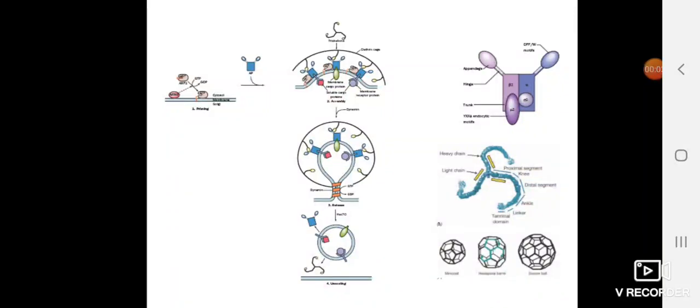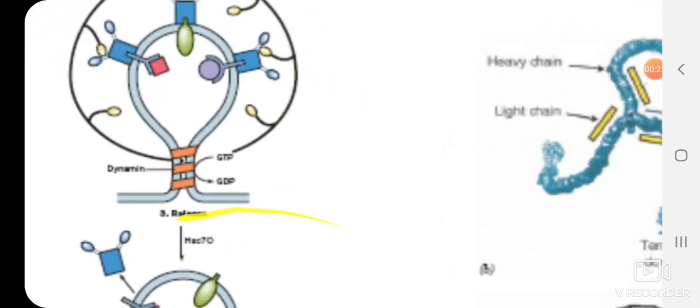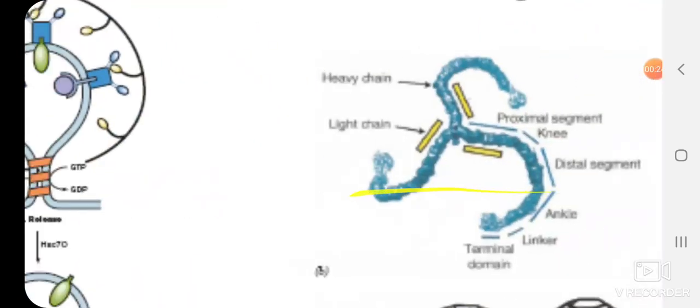Hello dear students. Yesterday I just stopped here while explaining the formation of vesicles, that is, coated vesicles. So here the coated vesicles are going to get formed by the clathrin. You can see here, this is the structure of clathrin.